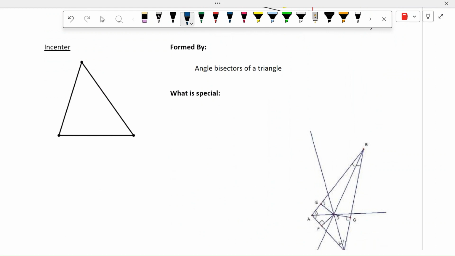So from this vertex, I'll draw in an angle bisector. This angle is equal to this angle. And I'll draw in another angle bisector. How about this one at the top? As best I can, try to bisect it. So there is another one.